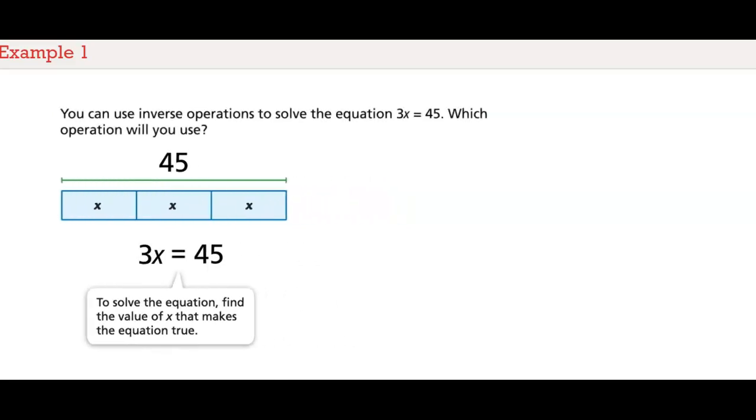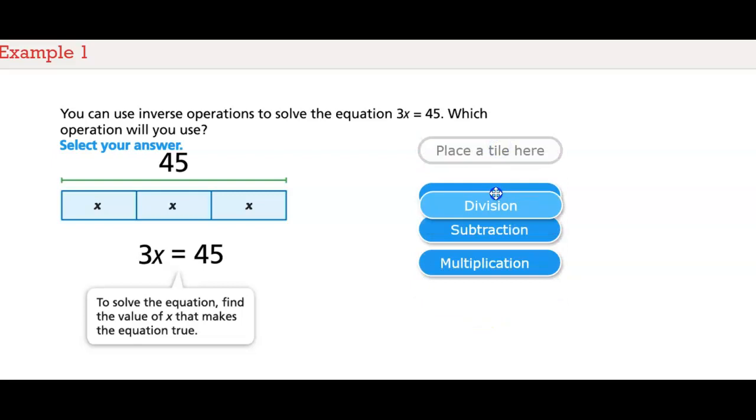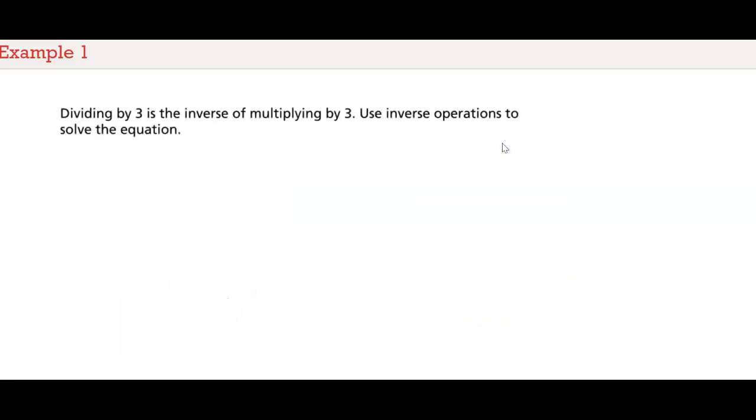You can use inverse operations to solve the equation 3x equals 45. Which operation will you use? Select your answer. Dividing by 3 is the inverse of multiplying by 3. Use inverse operations to solve the equation.